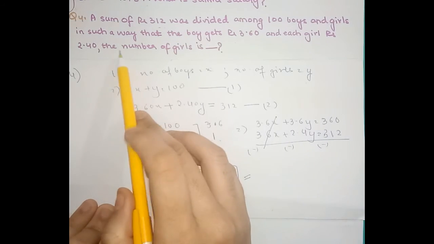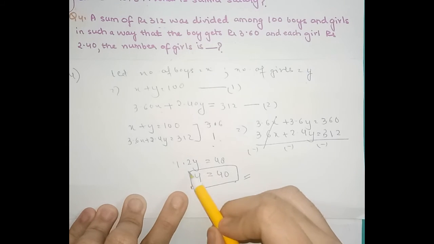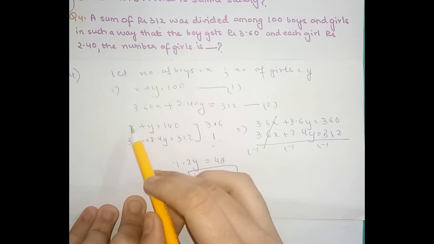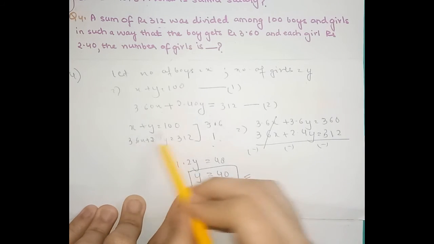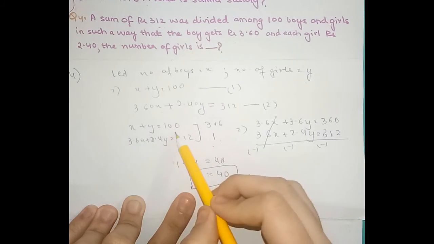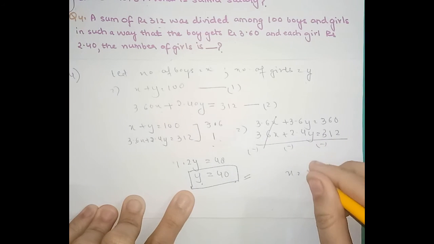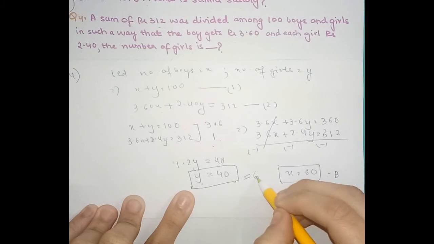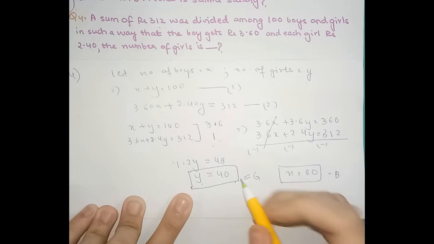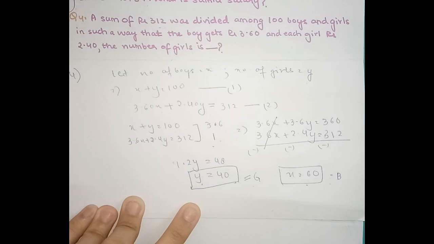If in the question you have also been asked the total number of boys, you can calculate it by placing this value of y in any one of the equations. Suppose the value of y is 40. If you take the equation x plus y equals 100, you will get the value of x as 100 minus 40, that is equal to 60. So this is the number of boys and this is the number of girls. Based on the question, you can calculate the individual values of girls and boys.